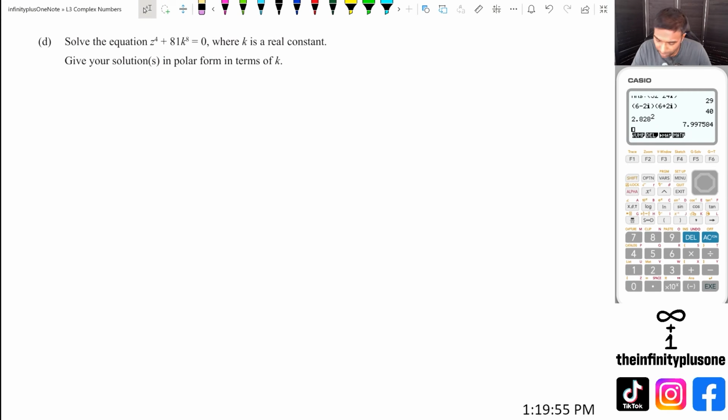All right, next up we've got probably one of my favorite merit questions ever, complex roots. Okay, so we've got z to the power of 4. I'm going to rearrange this as minus 81k to the power of 8. So I need to write this in polar form first. Before even starting, I'm just going to put this up to see where it is. So the real part is minus 81k8, and it has an angle of pi.